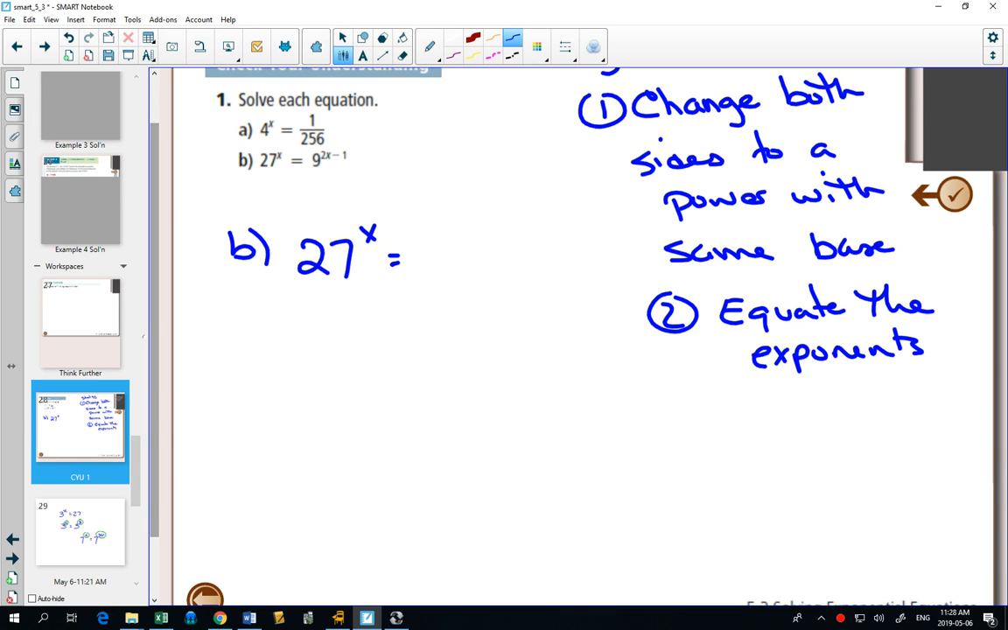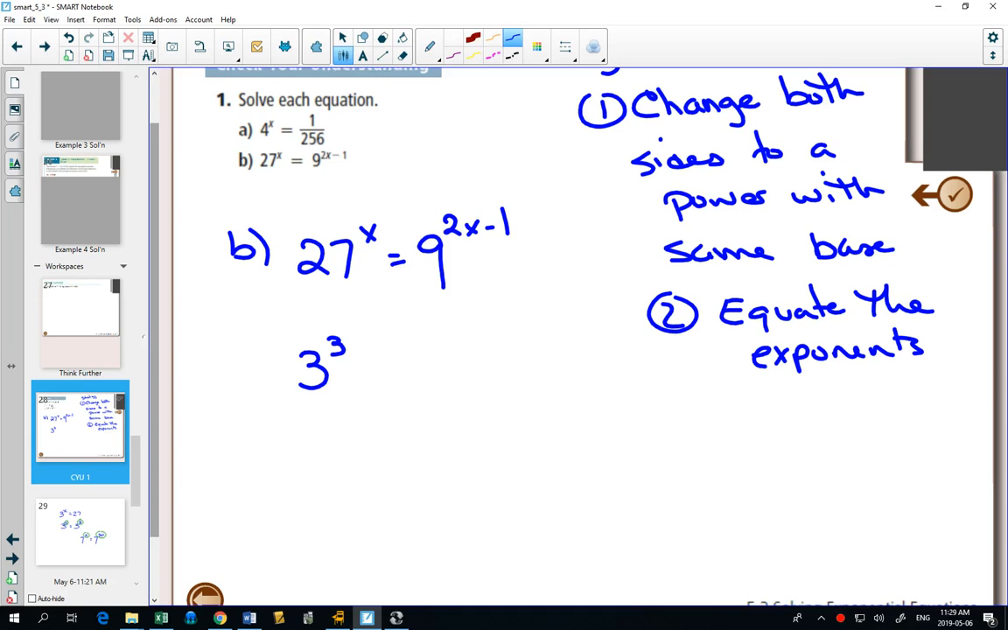27 to the x equals 9 to the 2x minus 1. On your powers chart, do you have a power that you could change? Yes, they're both powers of 3. So instead of 27, we would write 3 cubed. How do I deal with that x?